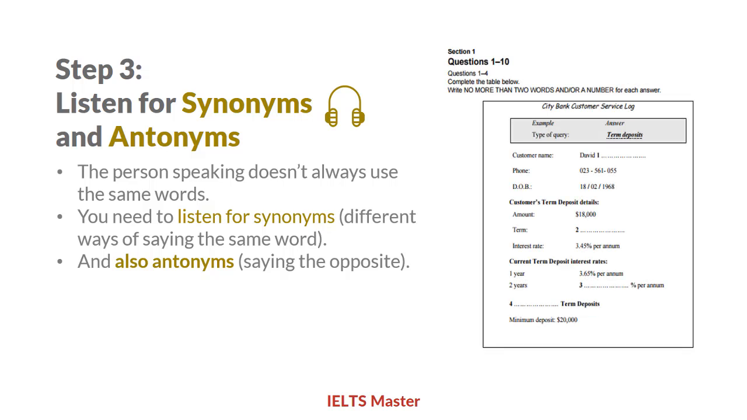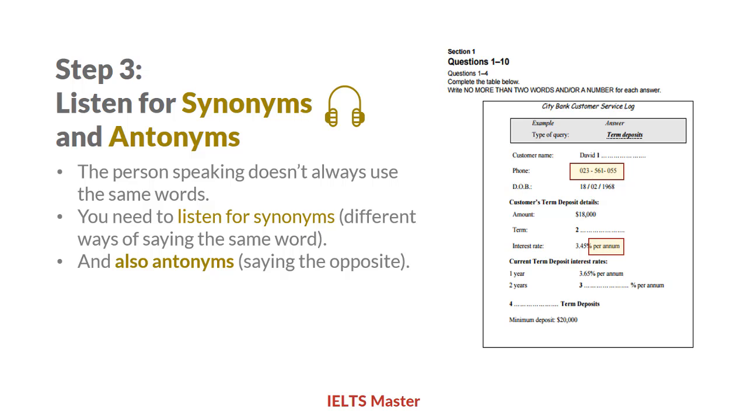Again, section 1. So we have the phone number. Numbers are an easy way. It's not quite a synonym, but they have a different way of saying the numbers. Look, this number is 023-561-055. But instead of 0, the speaker might say "oh" or "zero". You need to understand this. You need to be ready for it. Instead of 055, they might say "double five". Also possible, so you need to be ready for it.